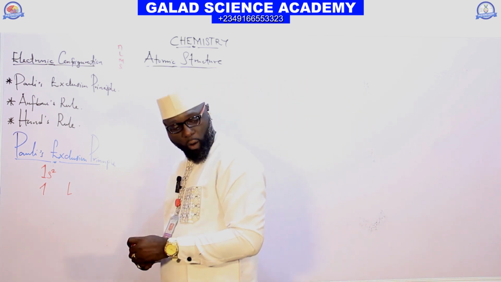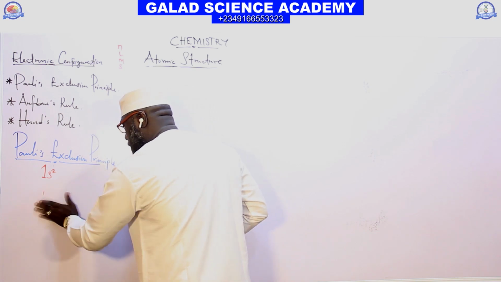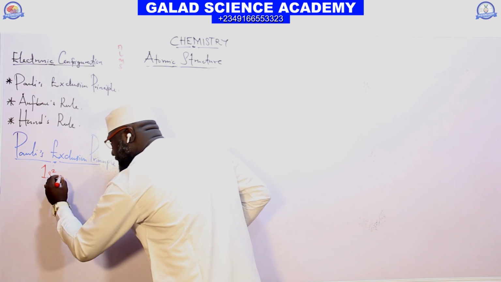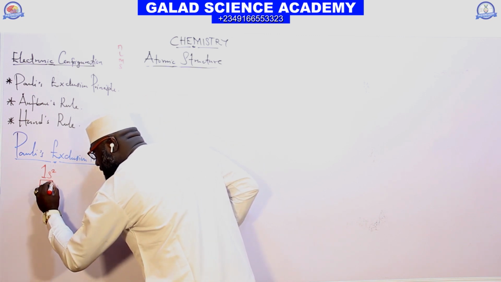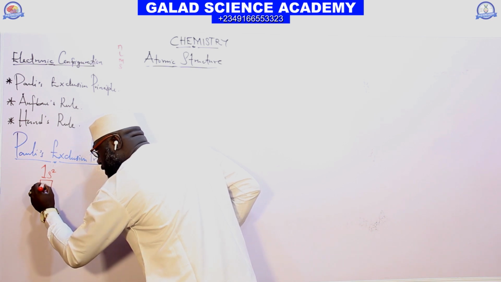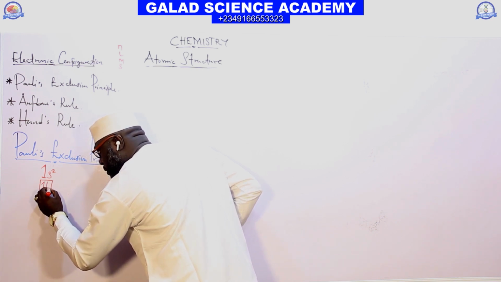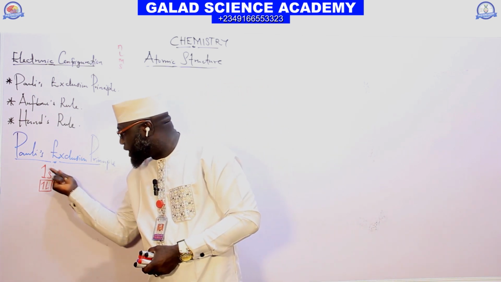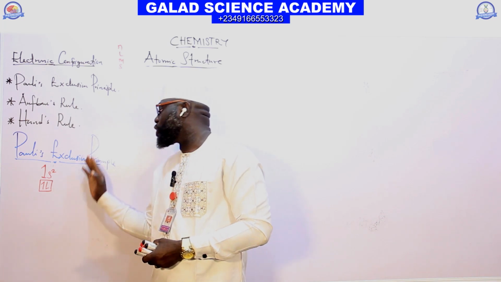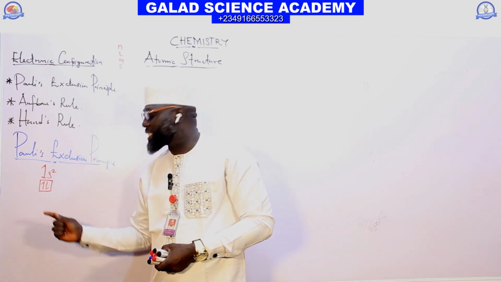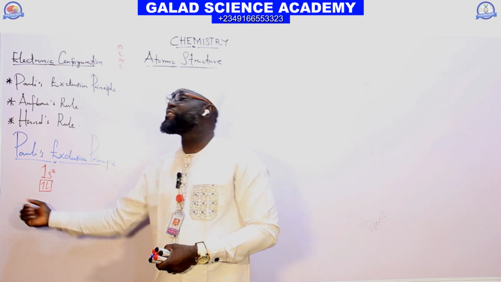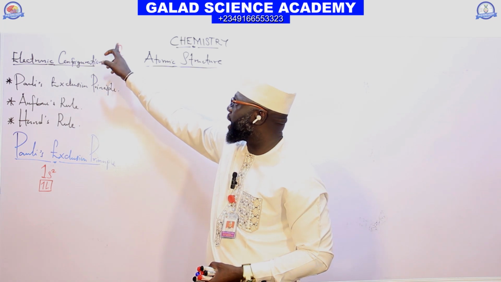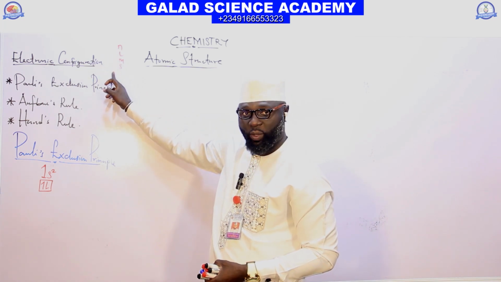Or let me do it in this way. This one s orbital, is it the same thing as this? The first one spin up, the second one spin down. So we have two electrons inside this 1s orbital. According to the Pauli exclusion, it said it can never be possible for these two electrons to have the same value for the four quantum numbers: principal, azimuthal, magnetic, and spin.